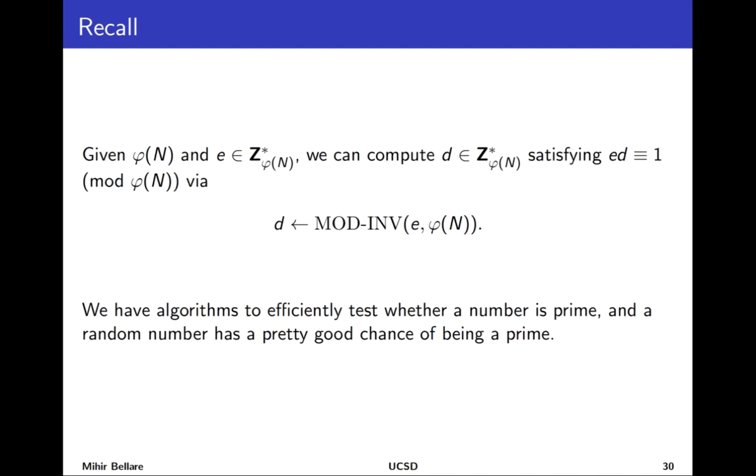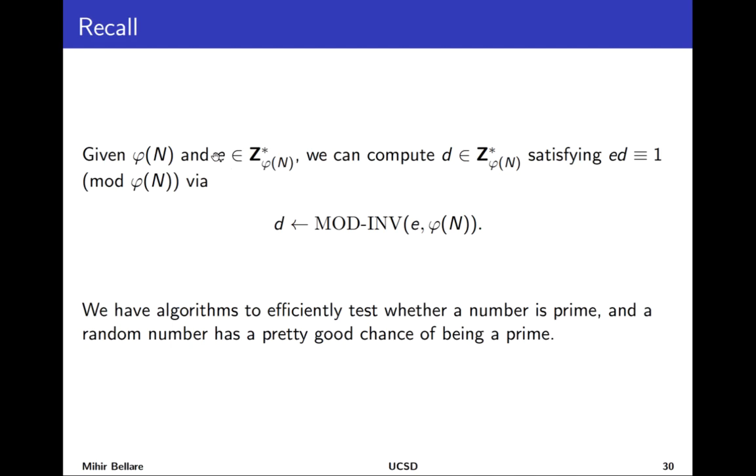We're going to need this moving on, so let's just recall that we had this mod inverse algorithm. If you give it any number e that belongs to Z star something, and you also give it the something, it returns the modular inverse. So in particular, if I have e in Z star phi of n and I run mod inverse on e and phi of n, I will get back d.